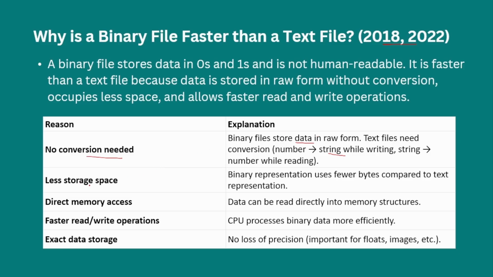Next is less storage space. Binary representation uses fewer bytes compared to text representation. Then direct memory access: data can be read directly into memory structures. Faster read and write operations: CPU processes binary data more efficiently because it is in the form of zeros and ones. Then is exact data storage, with no loss of precision. The data stored is more precise in binary file. So these are the reasons why a binary file is faster than a text file.